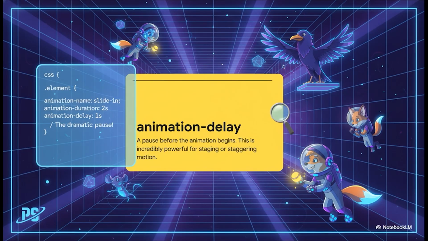Let's talk about animation delay. This is your secret weapon for dramatic timing. It's just a pause, a beat. It holds the action for a moment before anything starts. You can create some amazing staggered effects and build up a real sense of anticipation with this.